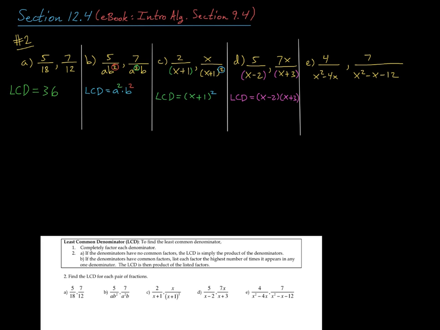And then for e, this one's a little bit more involved. Okay, this is what it means when it says step 1, completely factor each denominator. So notice all of these back here were already factored out. I can go ahead and factor out this first denominator by just taking an x out, and that'd be x times x minus 4. For this second denominator, I can also factor that as a product of binomials.